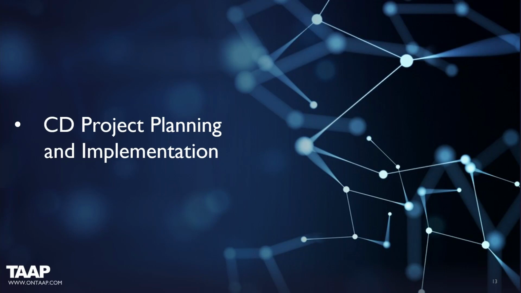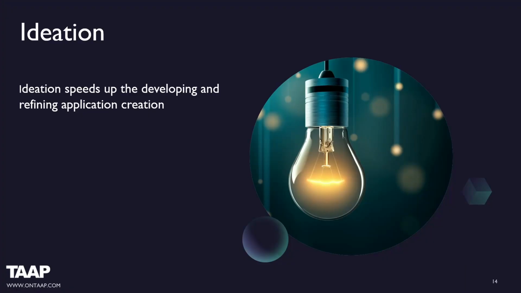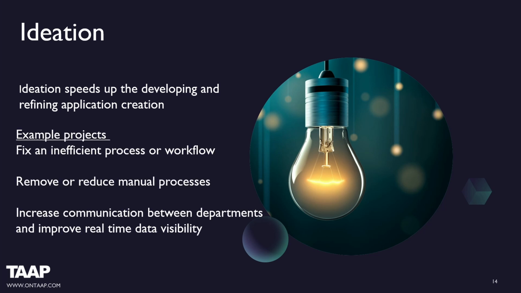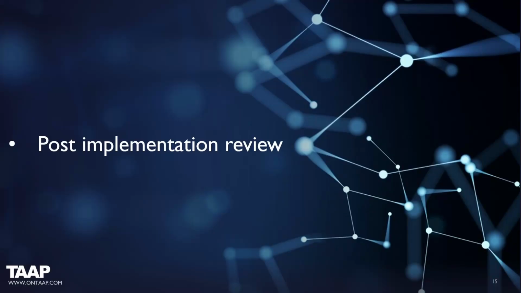Citizen development, project planning and implementation. So Paul, is there any advice you can give our audience for project planning or implementations? Yes, sure. Before we get into the project planning and implementation, we need to look at the ideation. This speeds up the developing and refining of the application creation. You'll use it for projects like replacing a paper process that's inefficient, improving the workflow, automating that where you can, and removing any manual process whatsoever if possible. Increase that communication between the people in the business, the different departments, and make that data available in real time. And last but not least, post-implementation review.